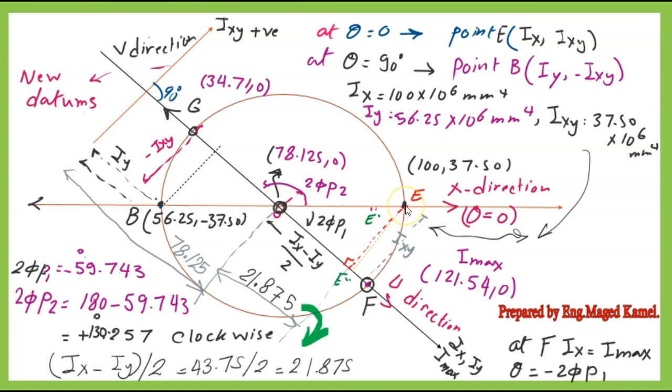Check for theta b. We find point E with a coordinate of Ix, Ixy, which is 100, 37.5. Check for theta equals to pi over 2, then to theta equals to 180 anti-clockwise, we find point B with a coordinate of Iy, minus Ixy, or 56.25, minus 37.5. The distance Iy is measured from the Ixy new datum, while the Ixy distance is negative below the u direction.